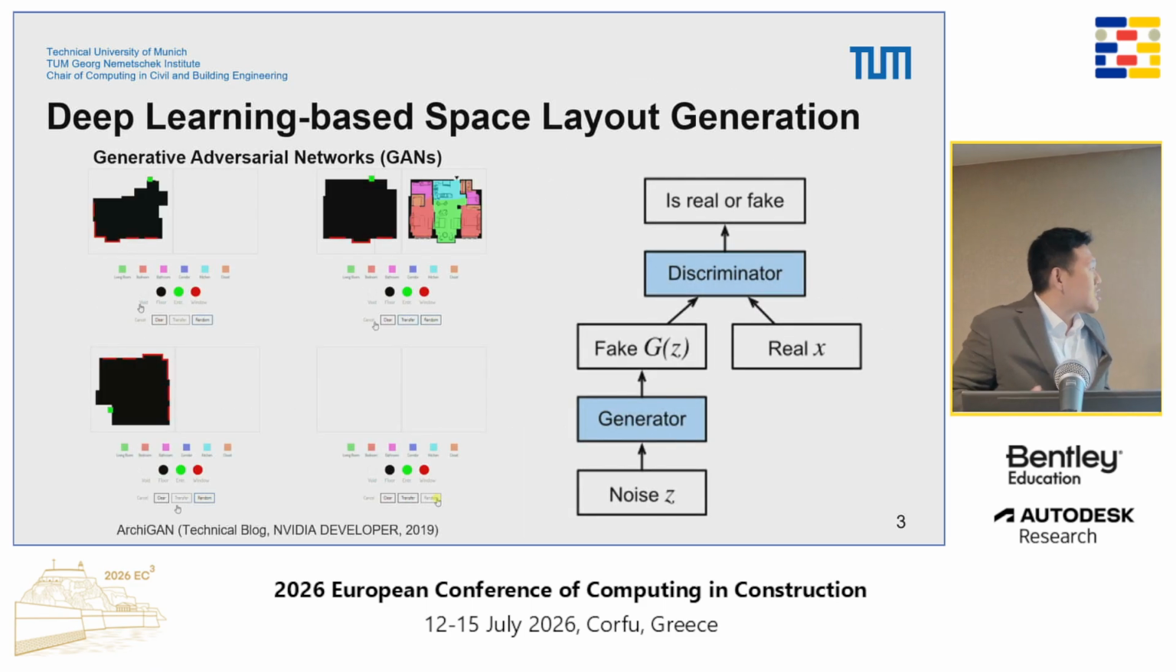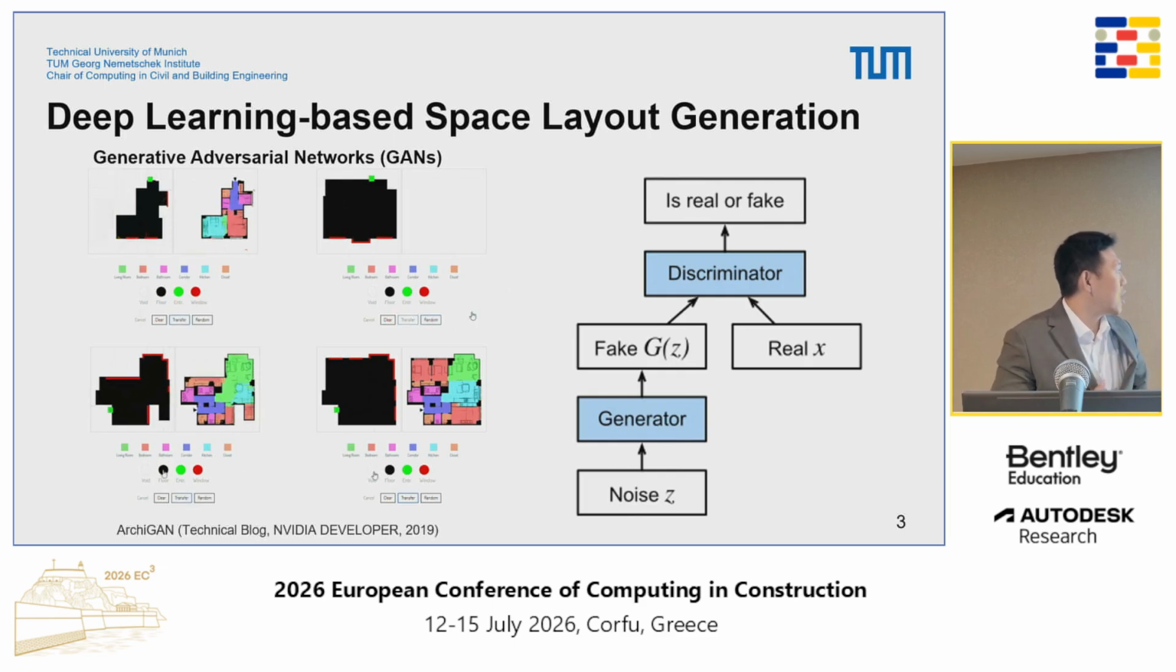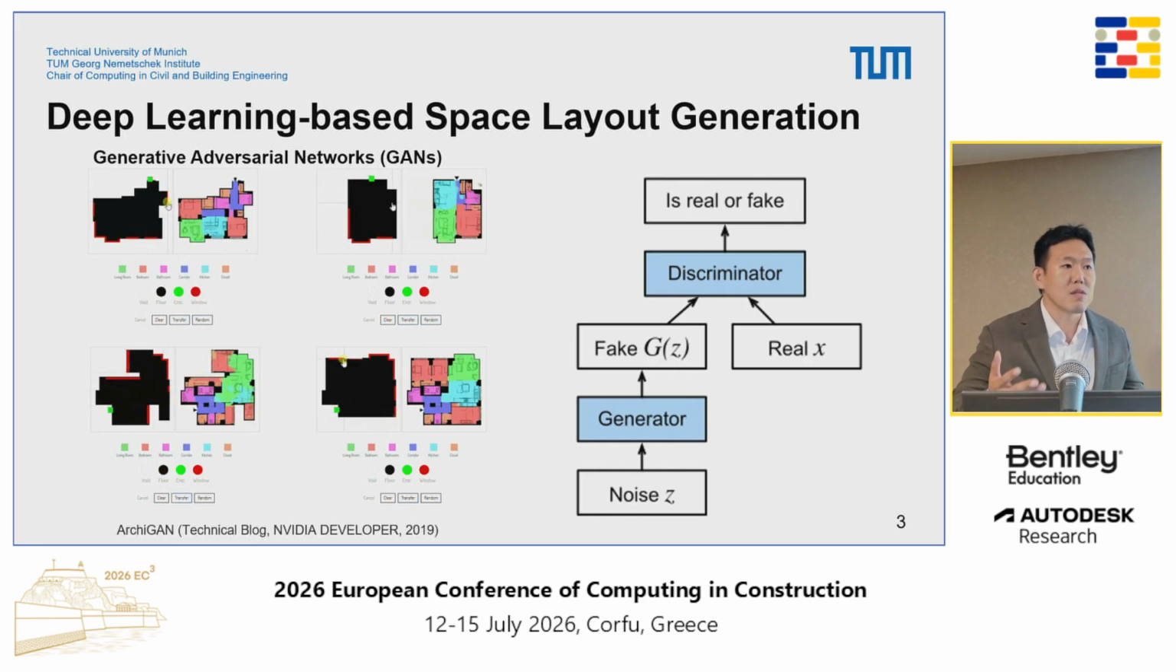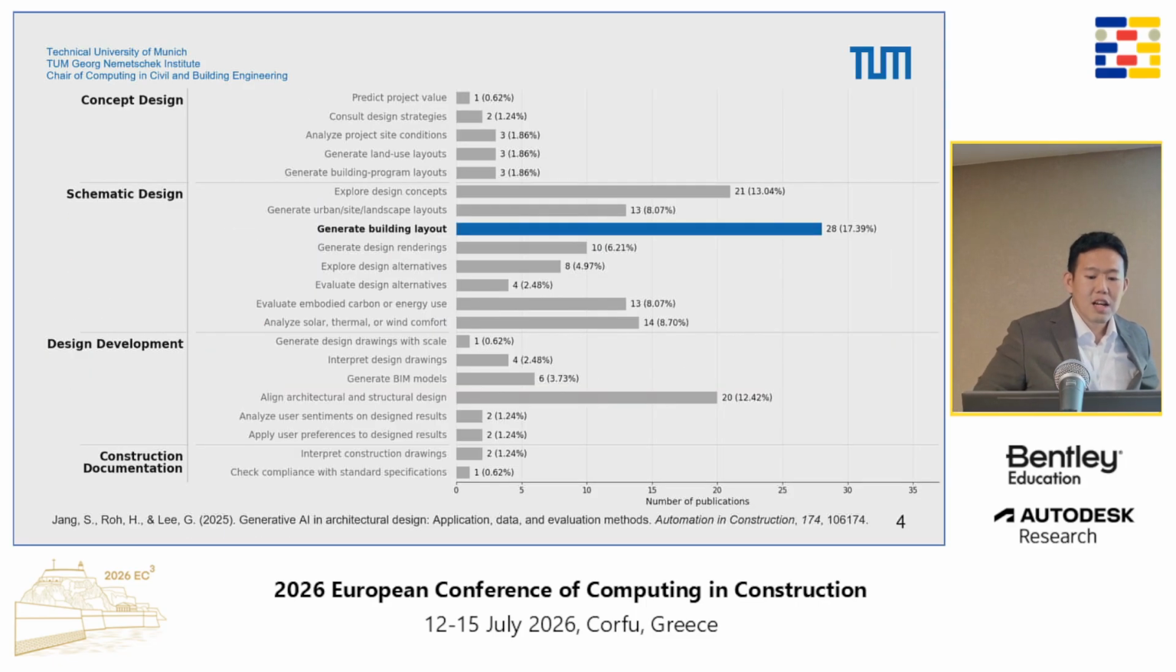And using this deep learning, many researchers have extensively explored ways to generate space layouts, including generative adversarial networks, vision transformers, and diffusion models. Not only that, I had a chance to look into how neural networks have been adopted in architecture design, and I found that generating building layout is the topic that most extensive studies have been conducted on. And we have already seen a lot of progress today, as I mentioned.